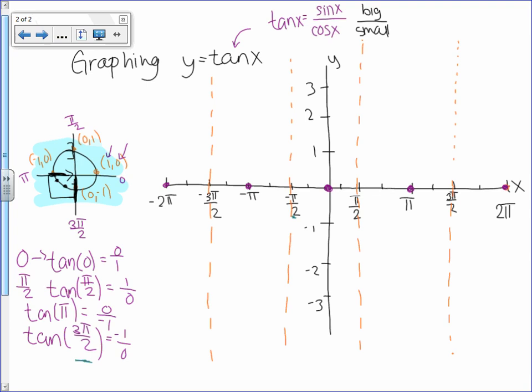So my graph is going to shoot up super, super big, up to infinity. It's not actually going to get there because at 3 pi over 2 I have this asymptote. So I can get really, really close, but I can't actually touch 3 pi over 2, but I'm still going to get really, really big.